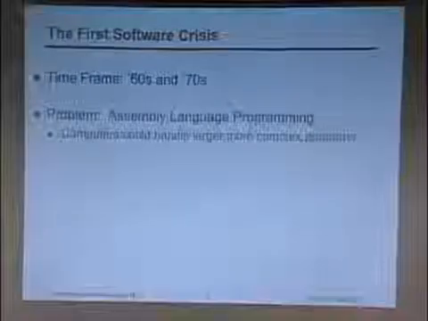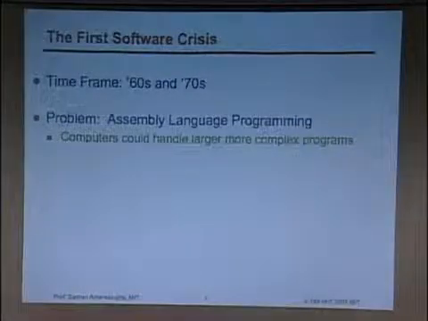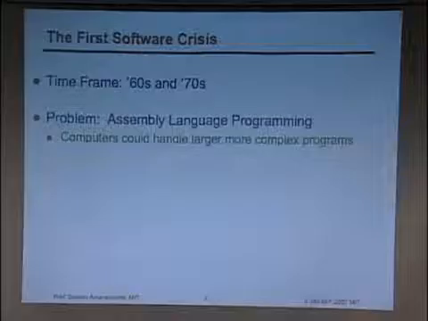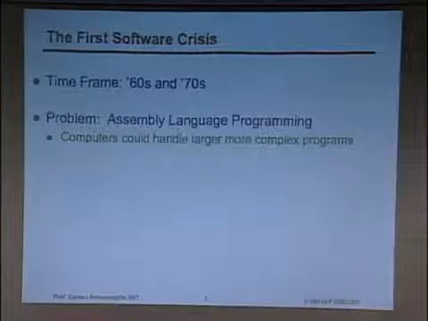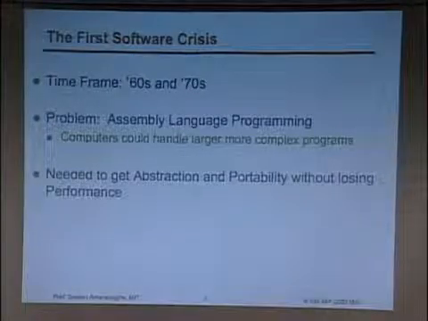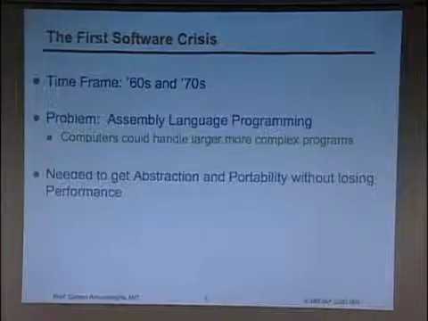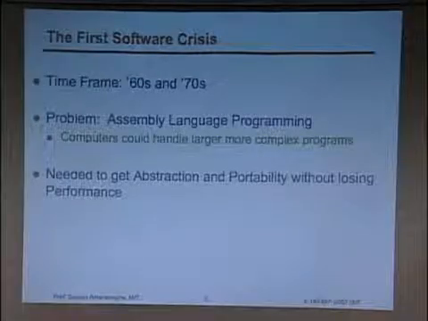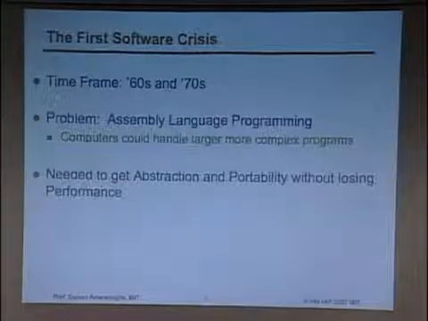The problem for the first software crisis was people were writing assembly language programs. When the computers were small and memory was small, it was completely doable, no problem. But as computers became larger and larger, it became very hard to write assembly language programs. And what you needed is some kind of abstraction and portability. So you should be able to go every 2 years and not have to rewrite the programs. So you need portability and you need some level of abstraction.